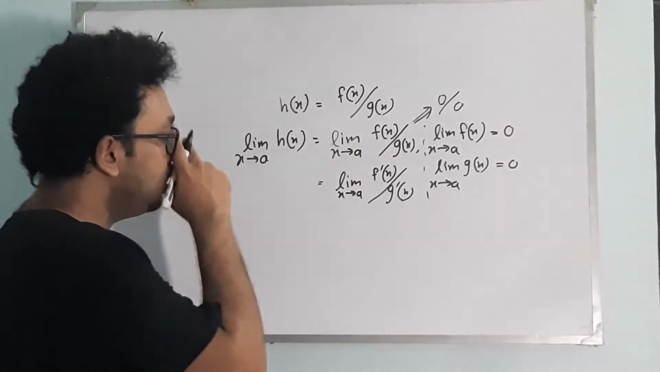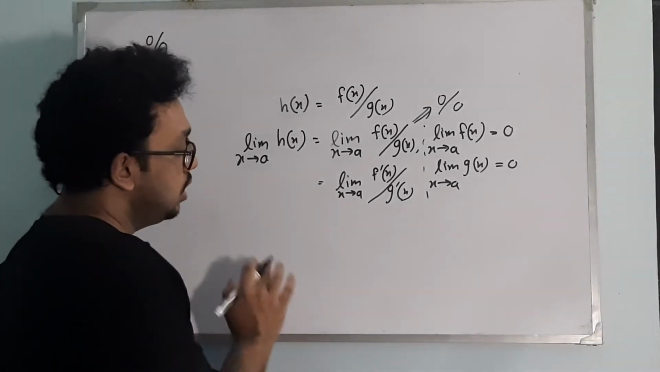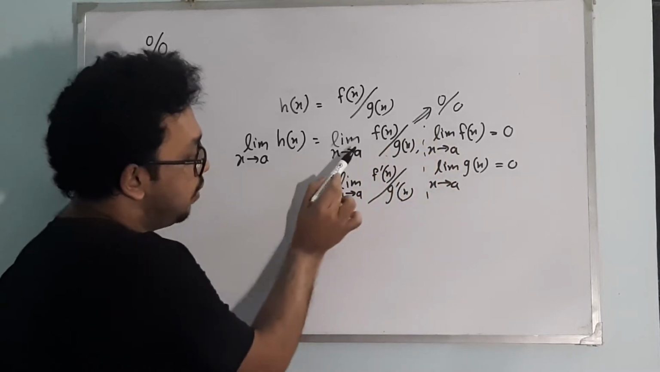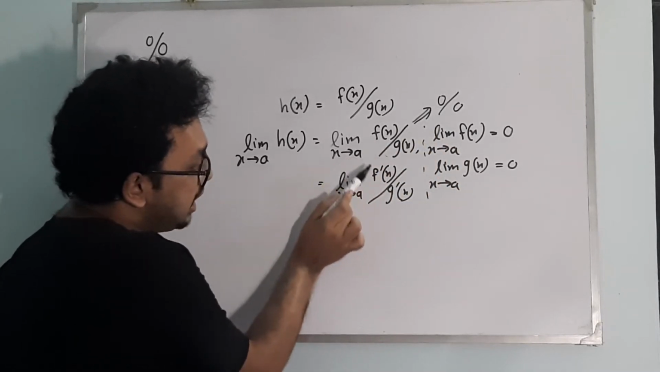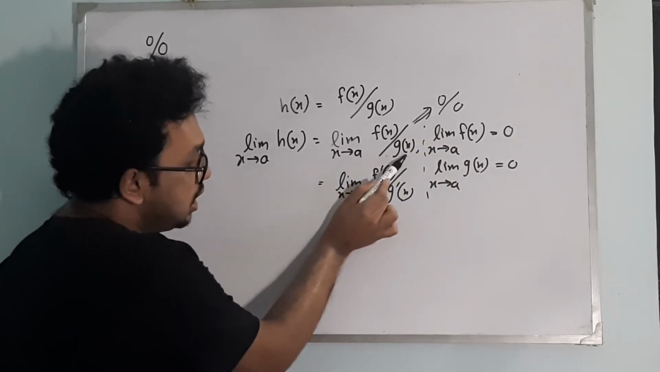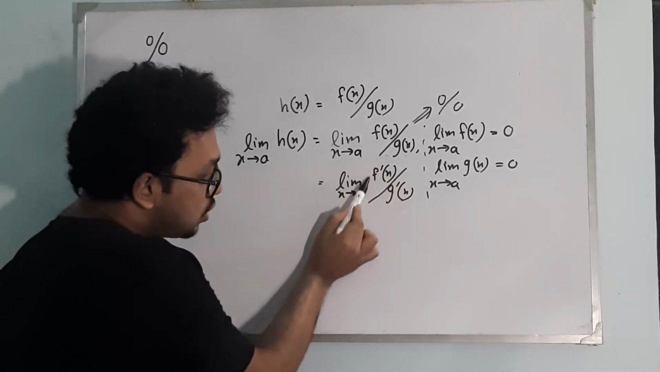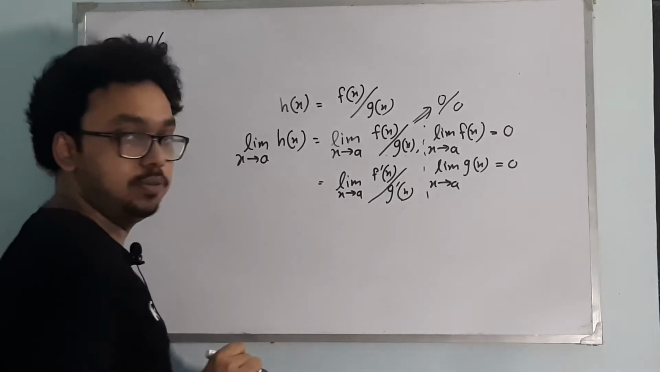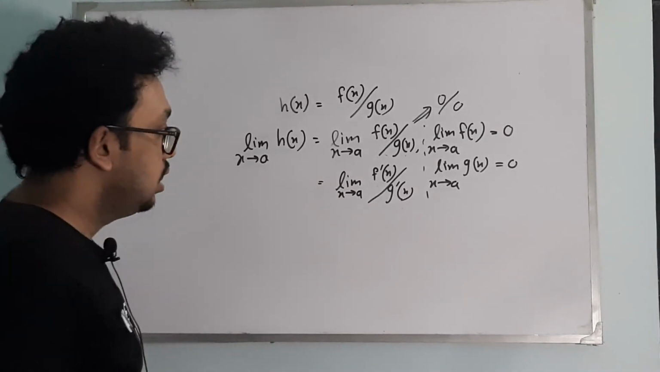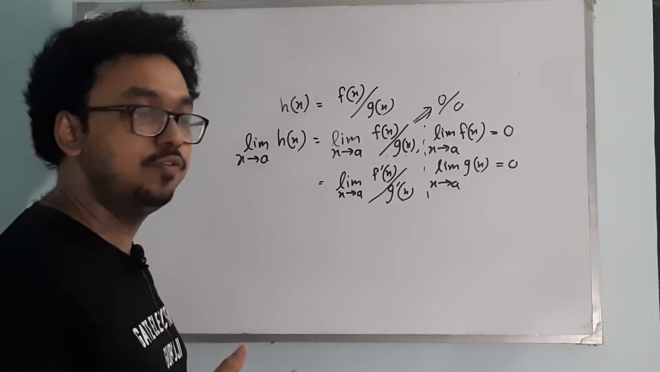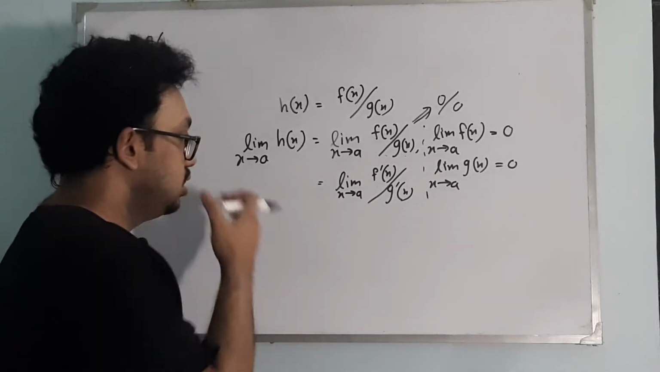Clear? So I hope that the concept is clear. So what you have to do is, if f(x) by g(x) is in a 0 by 0 form, differentiate the numerator f(x) to obtain f'(x), differentiate the denominator g(x) to obtain g'(x), and calculate the limit of f'(x) by g'(x). Clear? And this rule is called L'Hospital rule. Few people call it L'Hospital rule, but the name doesn't matter.